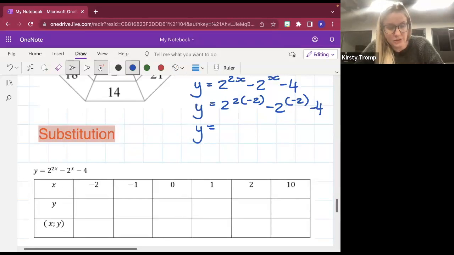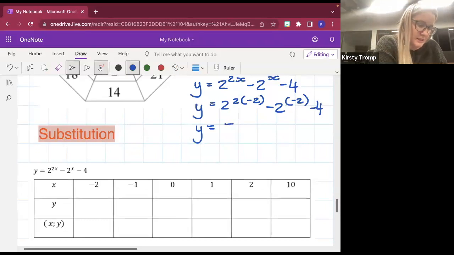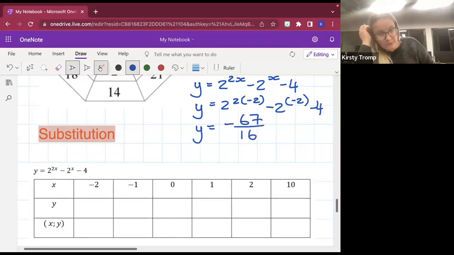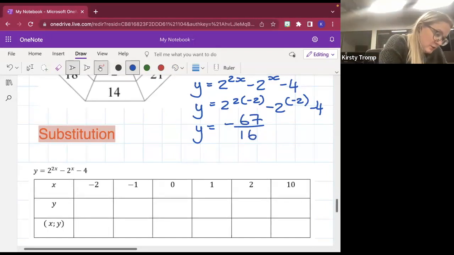Good, I'm seeing some good answers from Tammy. So we should get negative 67 over 16. Did everyone get that answer? Put it on your calculator. Good. I'm seeing another person got the same answer. So in my table, I'm going to say negative 67 over 16. When I go and I put my coordinates in now, x will be negative 2, y will be negative 67 over 16.